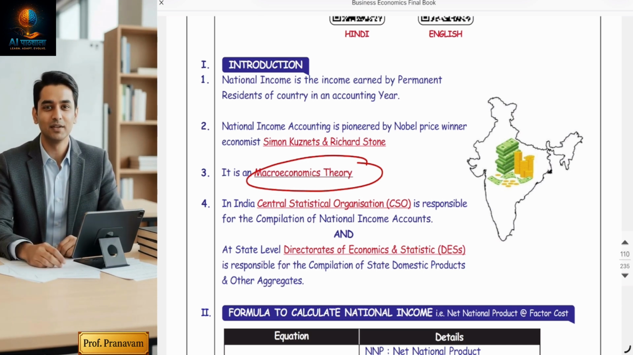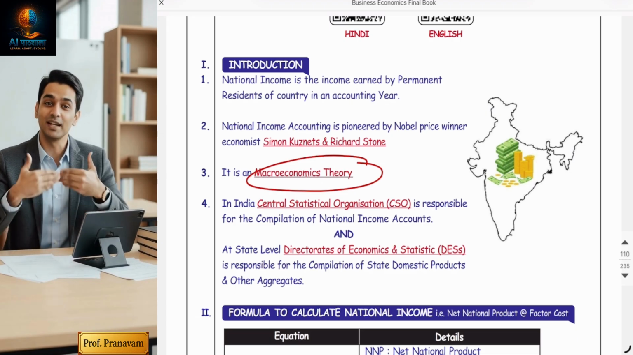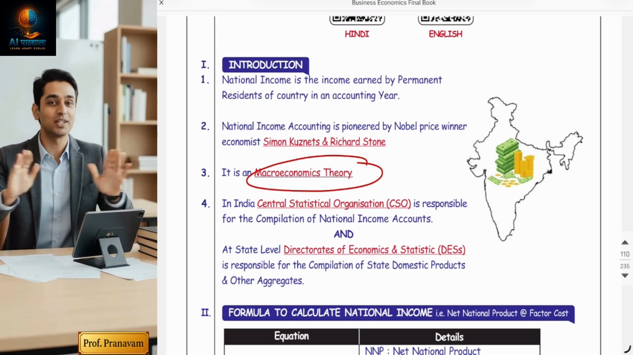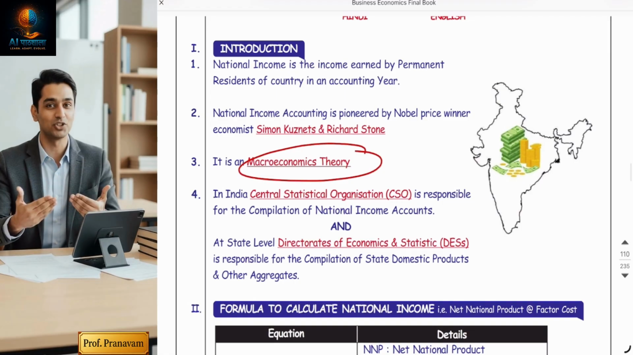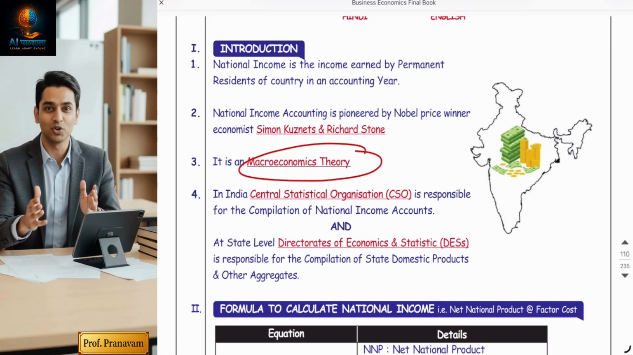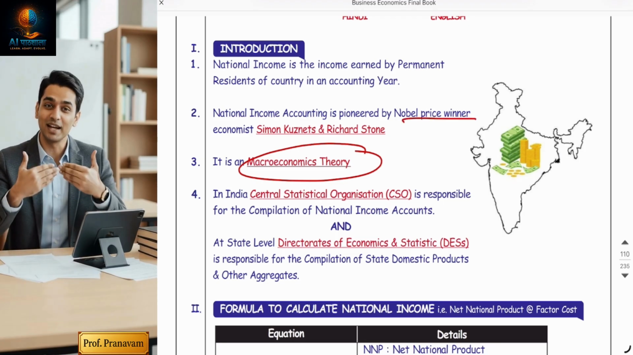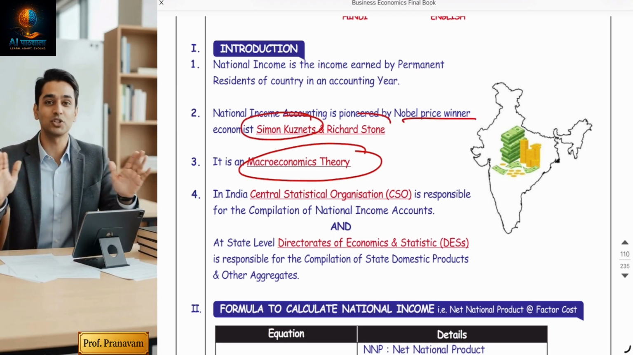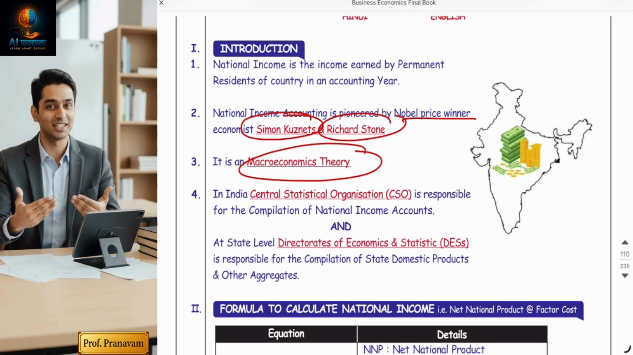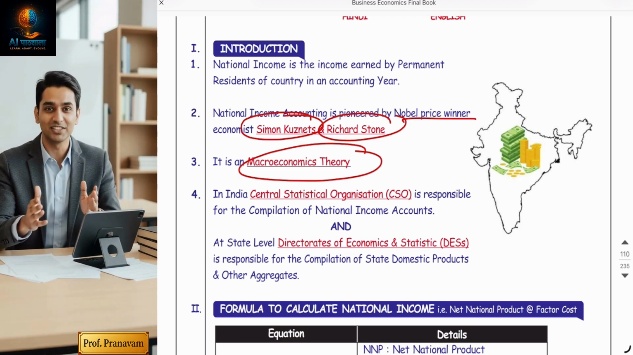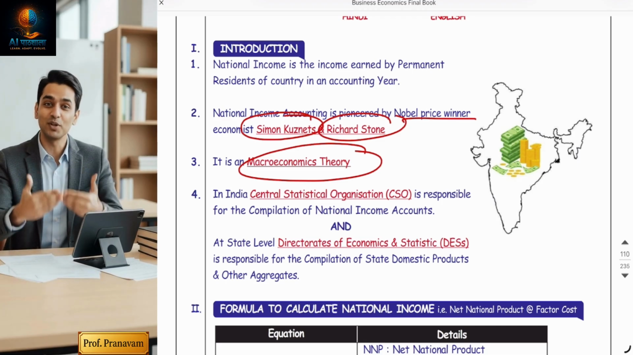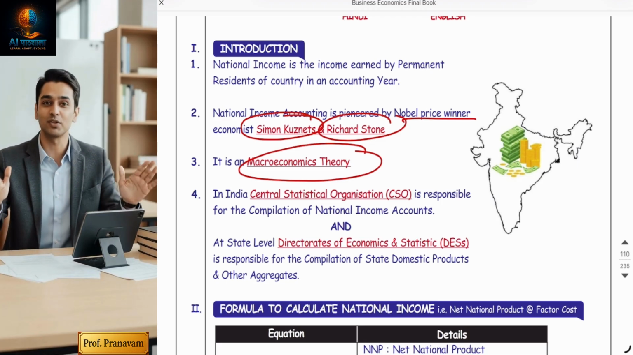Now the question arises, who developed this concept, who gave the national income accounting concept to the world? Guys, this system was developed by Nobel Prize winners Simon Kuznets and Richard Stone. This shows that national income accounting is a scientifically established theory and it is not guesswork.